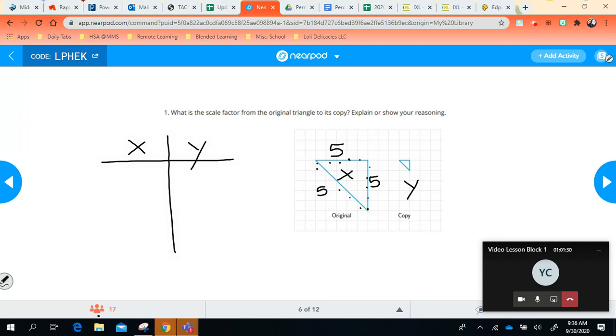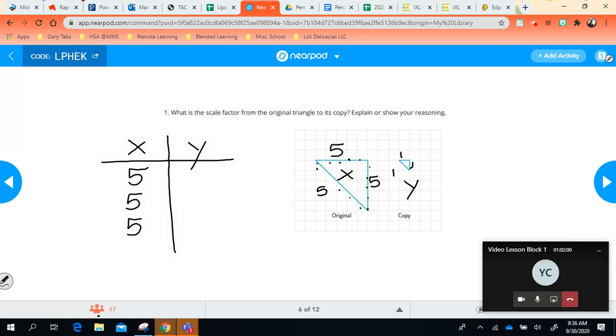So in my T-chart, I'm going to do the same thing. So I'm going to have 5, 5, and 5. I kind of wish that they were different sizes, but you know. The good thing is that for our other shape, we already kind of know what the sizes are. So 1, 1, and 1.